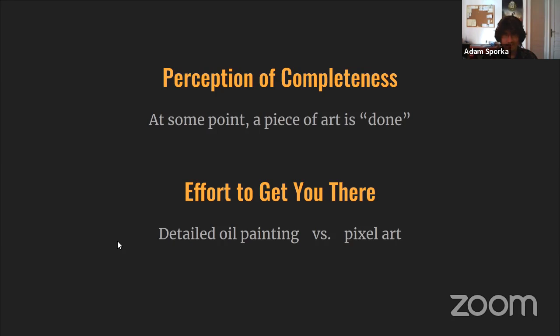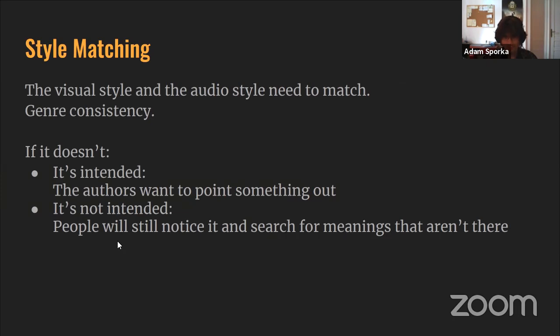And chiptune is somehow similar to that, because we will talk about some limitations of chiptune, and why we can say that it's easier to make chiptunes than other styles of music when it comes to video game music. But another important thing is that the style matches. We have some kind of a visual style and some audio style, and they both need to match. So we have to have some kind of genre consistency.